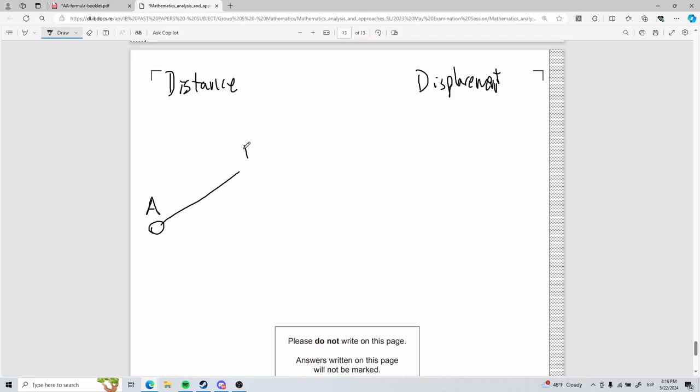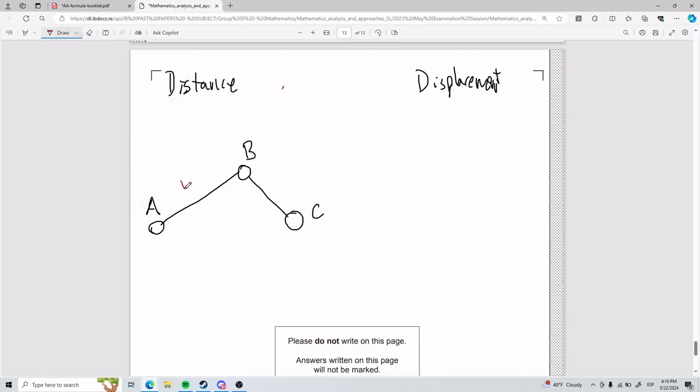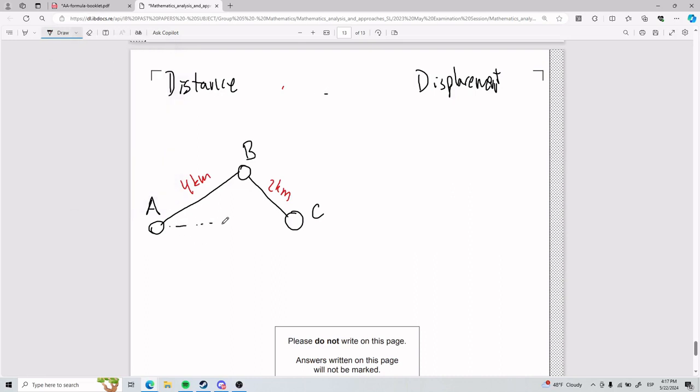You go to point B, okay? And you end up at point C, all right? And I'm just gonna make a bunch of different numbers up. So from A to B, it was, I don't know, 4 kilometers. From B to C, it was 2 kilometers. And that's that, right? Before I talk about that, from A to B was 4 kilometers. From B to C was 2 kilometers.